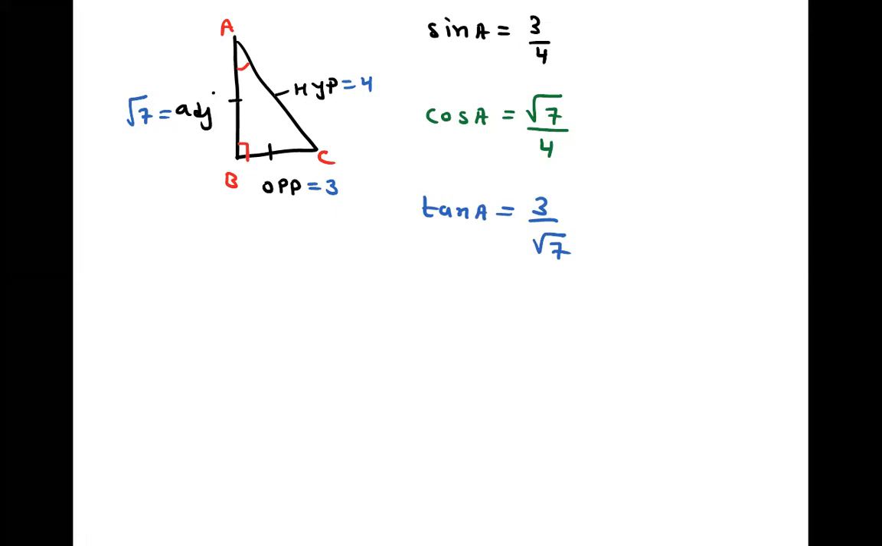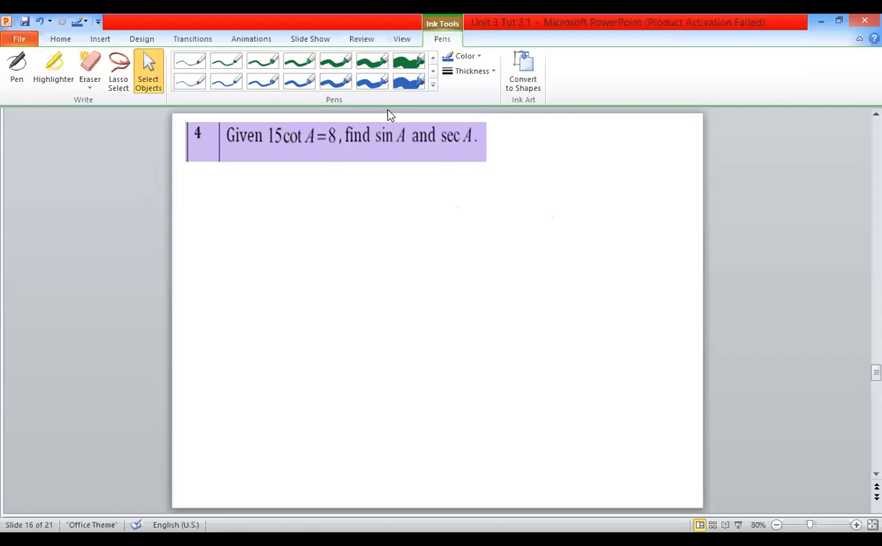Understood? Okay, now tell me the next question which is on screen, yes, the fourth question for you. You have 15 cot A is equal to 8. That means cot A is equal to, this 15 is moving to the denominator, cot A is equal to 8 by 15. The formula of cot is adjacent upon opposite.